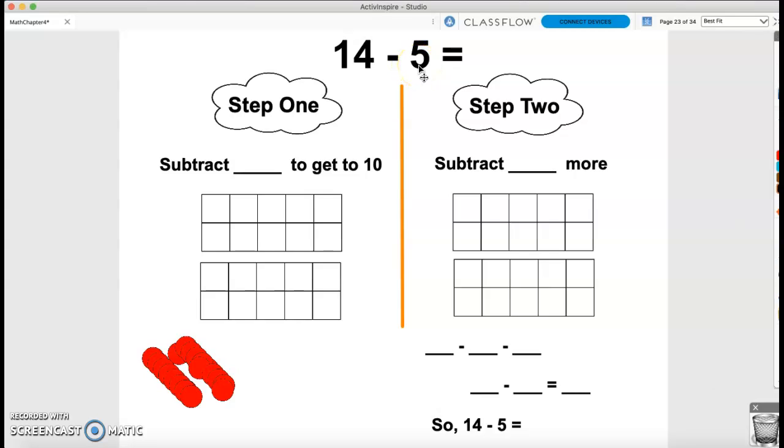So to break apart our number, we are going to do two steps, step 1 and step 2. So the first thing we're going to do is we're going to make 14. So I'm going to put 14 counters down.